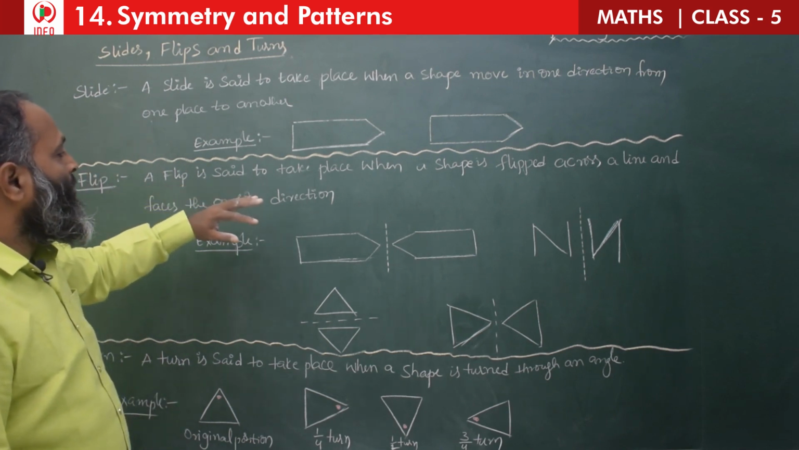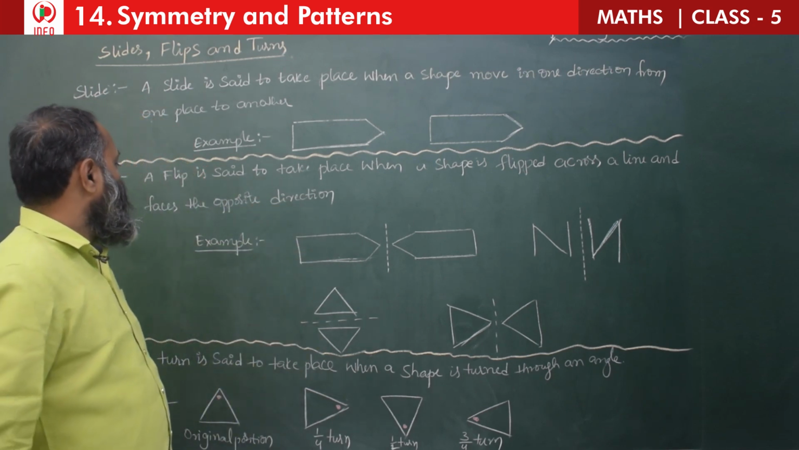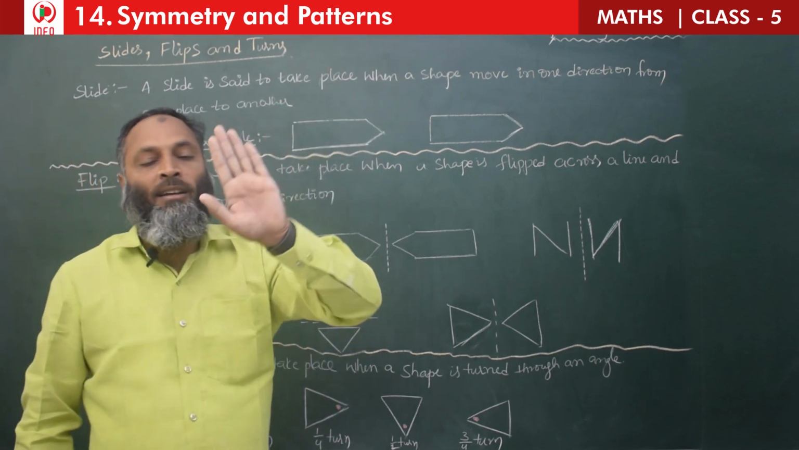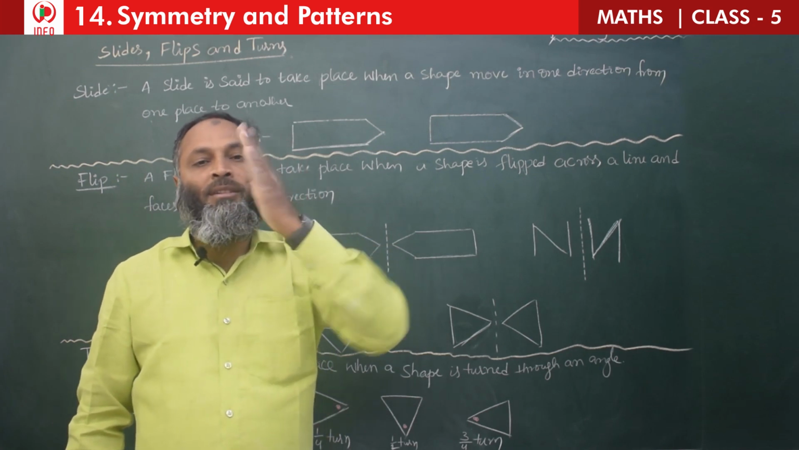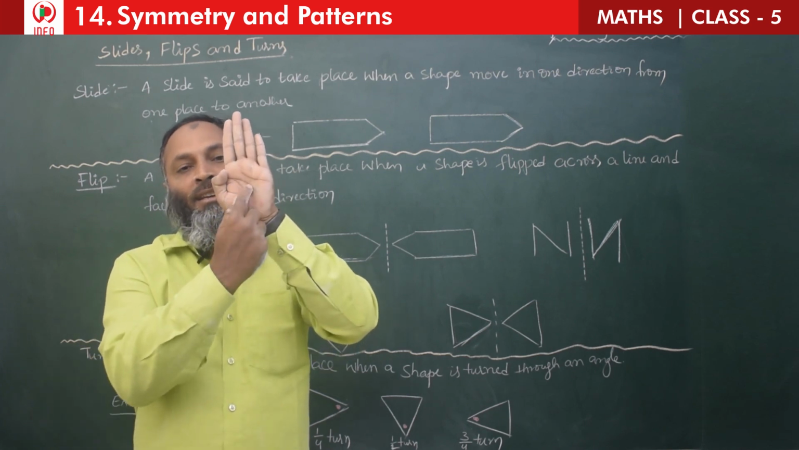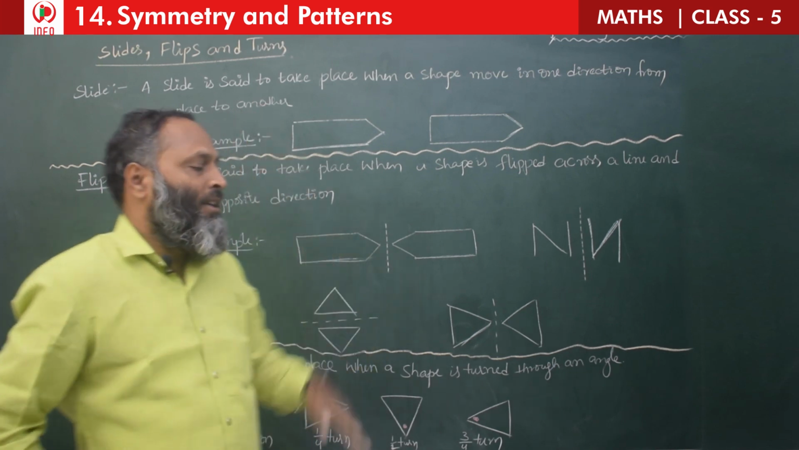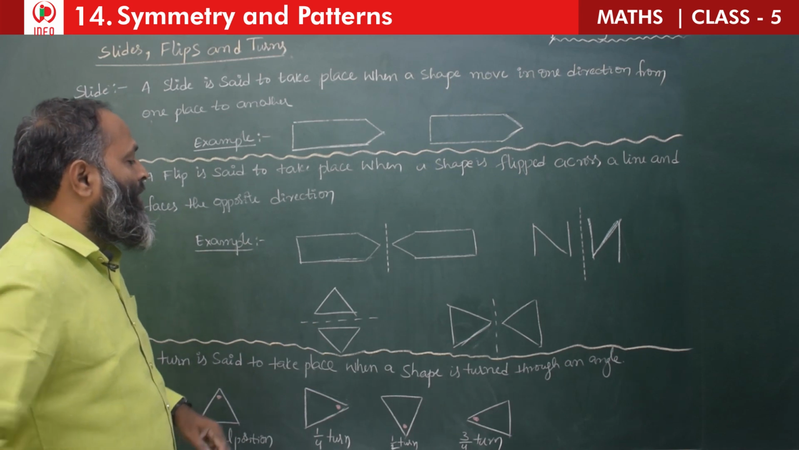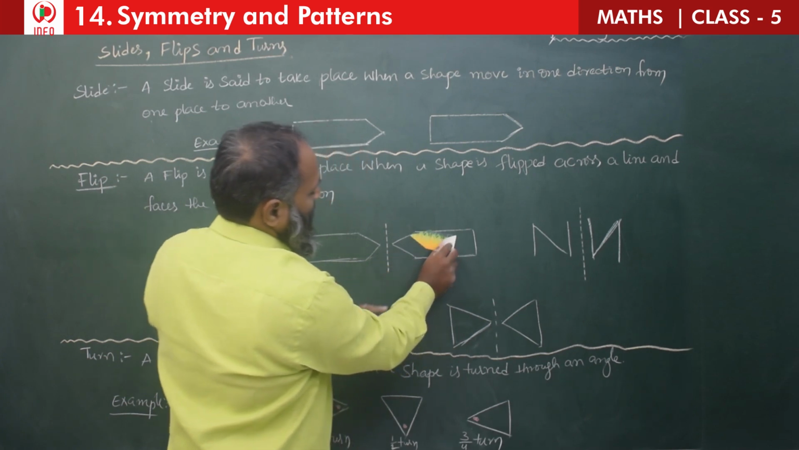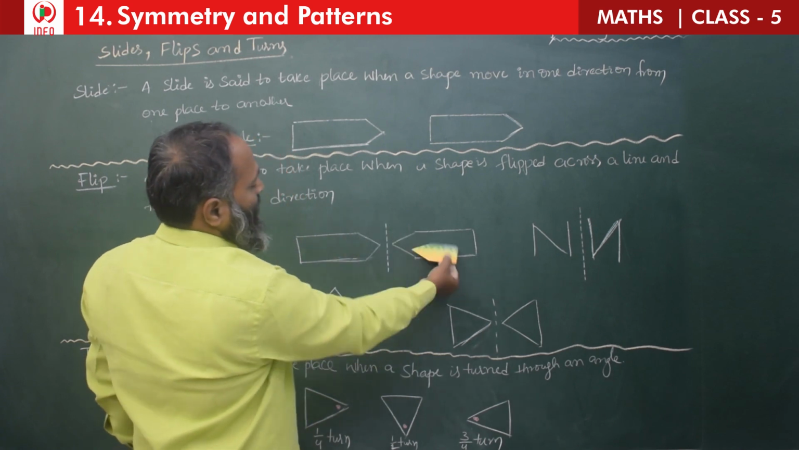A flip is said to take place when a shape is flipped across a line and so faces the opposite direction. Here, this is the hand. If you flip, then what happens? It turns to the opposite direction. This is the face. If you flip, you will get the opposite direction. Flip means opposite direction. Here, this is the object. If you flip, you will get it like this, in the opposite direction.